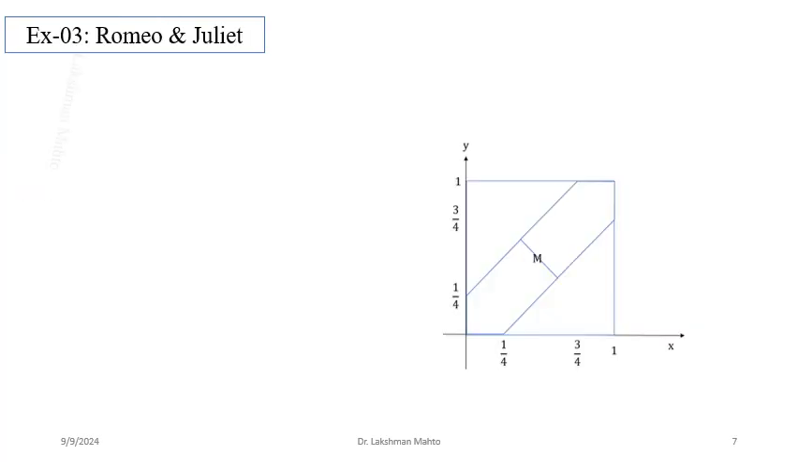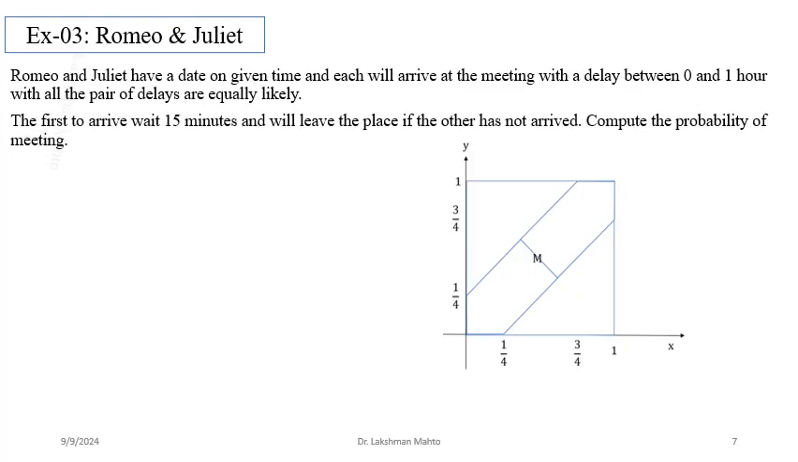The same question came here. Now I am giving a little more complicated question. The Romeo and Juliet name is just an example I have taken from the book by the MIT professors Dimitri Bertsekas and John Tsitsiklis. You can get this example from there. So the question is like this: Romeo and Juliet have a date at a given time, and each will arrive at the meeting with a delay between 0 and 1 hour, with all pairs of delays equally likely, meaning uniform. Uniform law is coming.